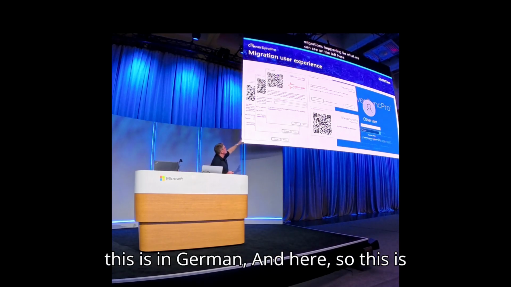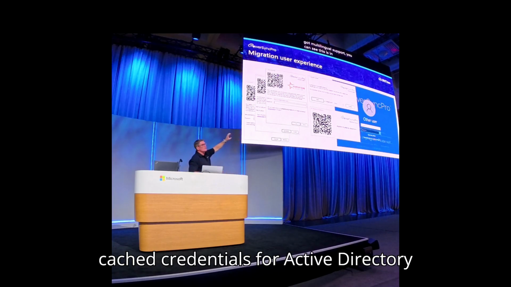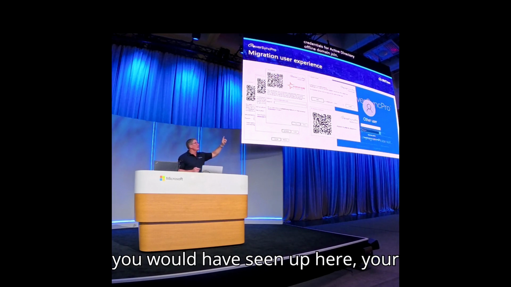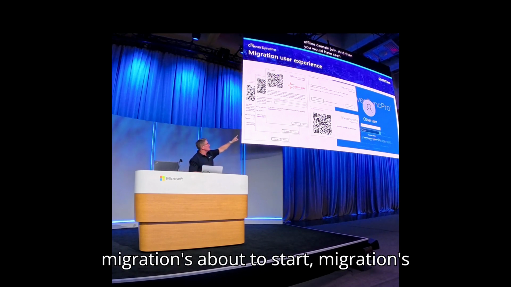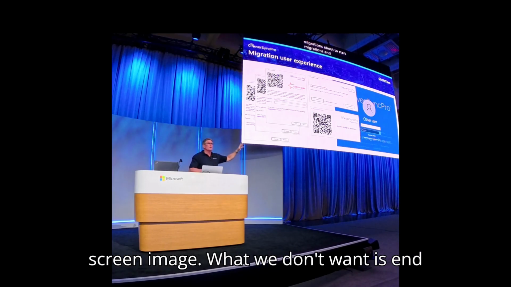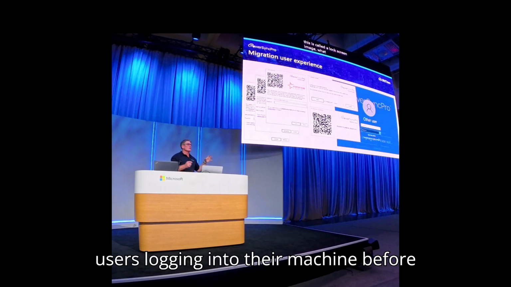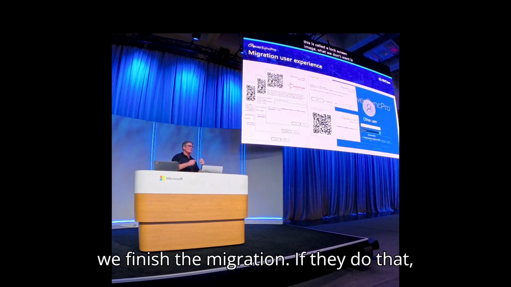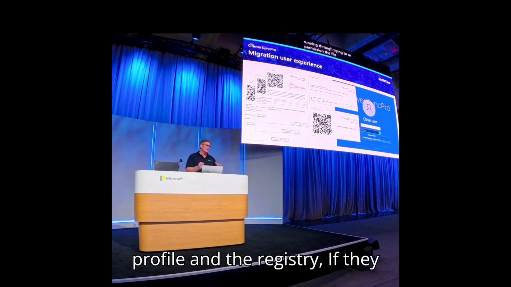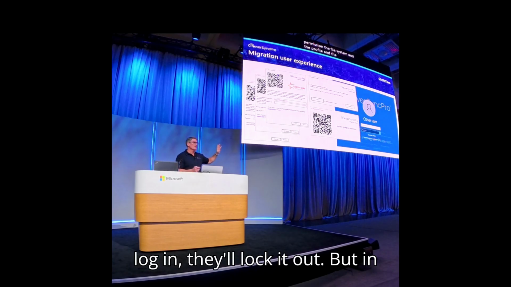You can see this is in German. And here, this is cached credentials for Active Directory offline domain join. And then you would have seen up here, your migration's about to start, migration's in progress, and this is called a lock screen image. What we don't want is end users logging into their machine before we finish the migration. If they do that, when we're running through trying to repermission the file system and the profile and the registry, if they log in, they'll lock it out.